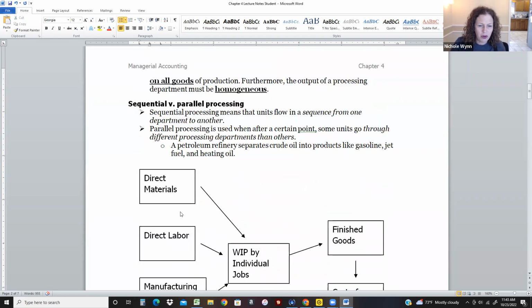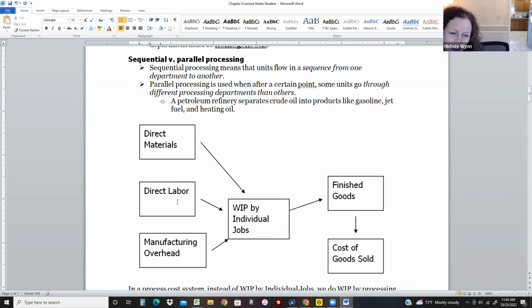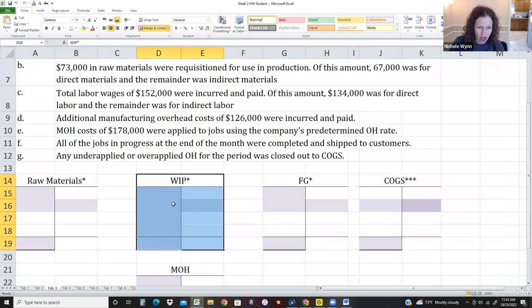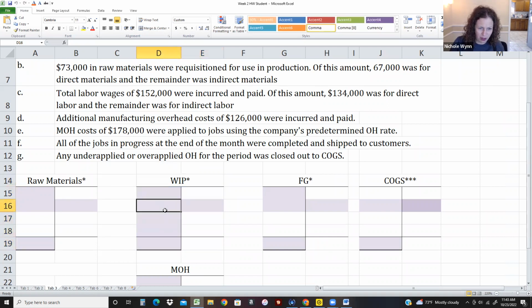Okay. So here's a picture of what it looks like in chapter 3, our previous chapter. We would take direct material, direct labor, and overhead, and we would collect those and do WIP by individual jobs. So we would have individual job cost sheets for every individual job, and each job would have some material and some labor and some overhead. As we completed individual jobs, we would send them to finished goods, and then we would send them to COGS. So we would go through the process of each job as we finished it with direct material, direct labor, and overhead applied. We would leave WIP and go to finished goods and leave finished goods and go to COGS.